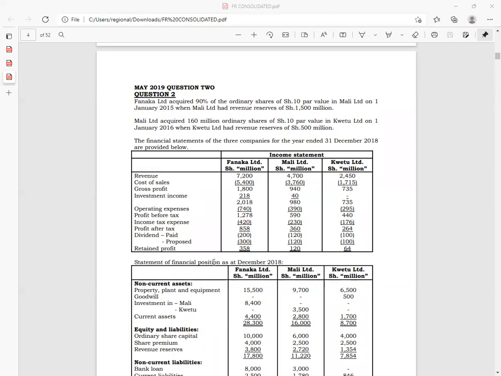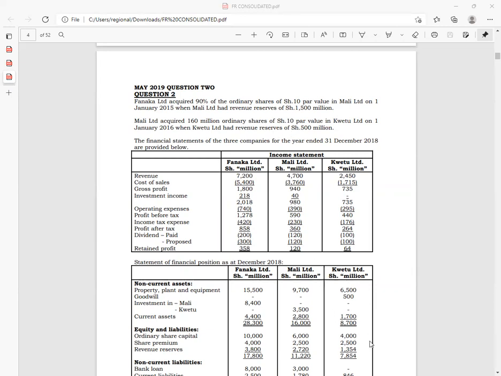Kwetu, if you look at the statement of financial position here, Kwetu has got how many shares? You'll be able to see here, ordinary share capital in the Kwetu column is 4,000. But now remember, 4,000, this is money. I need to change this to number of ordinary shares. So how do I change this to number of ordinary shares? You'll take the 4,000 divided by the par value. Par value, remember, here is 10.